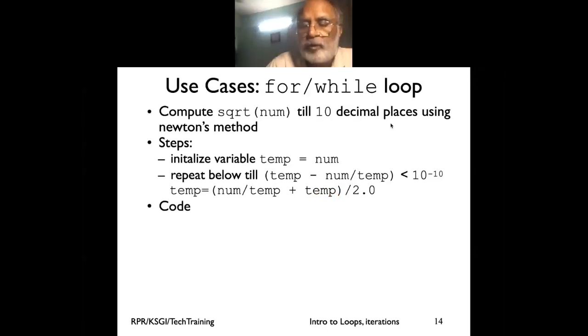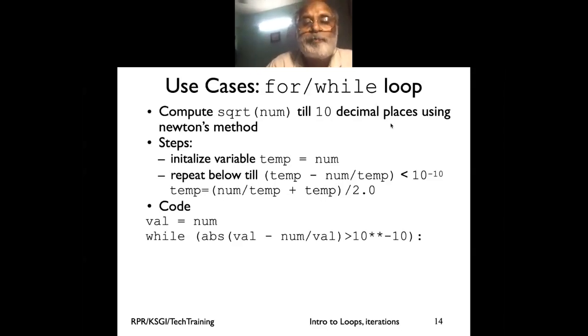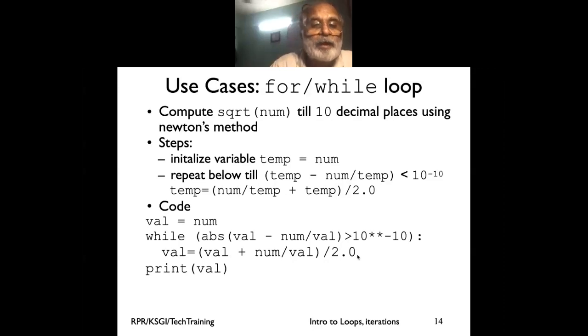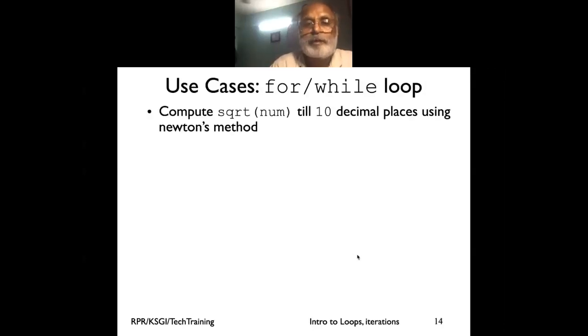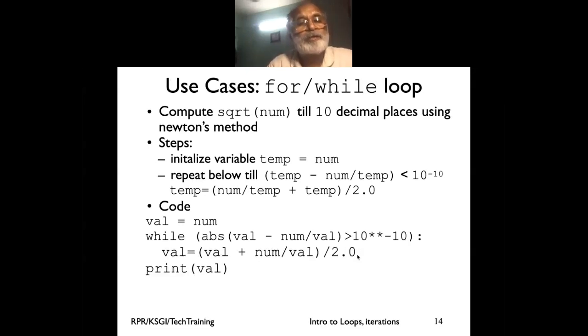So if you look at the code, I start with value equal to num, and I check whether value minus num upon value is greater than this decimal place, or I could say not less than. We are going to repeat until then. Since I don't know the number of times that will happen, I keep repeating: value is equal to value plus num upon value, divided by 2. This is called the Newton-Raphson method. Engineering students will study that, and this way you can compute the square root of any number. You can write a simple program, and it would work.